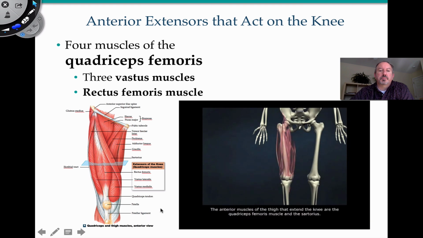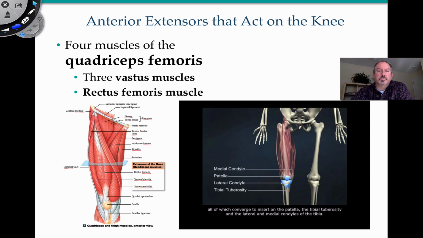The anterior muscles of the thigh that extend the knee are the quadriceps femoris muscle and the sartorius. As the name implies, the quadriceps femoris muscle has four heads: the vastus medialis, the vastus lateralis, the vastus intermedius, and the rectus femoris, all of which converge to insert on the patella, the tibial tuberosity, and the lateral and medial condyles of the tibia.